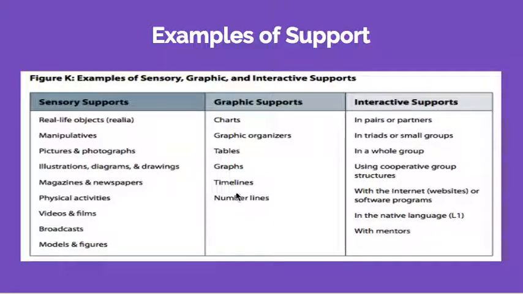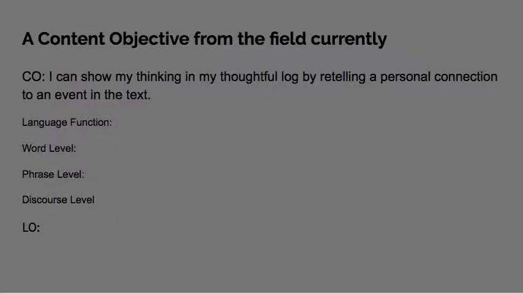So there are three main kinds of supports that a teacher could go to that would help them ask themselves, are these things going to be sufficient for all of my learners to be able to compare narrative points of view? So here's an example from the field. "I can show my thinking in my thoughtful log by retelling a personal connection to an event in the text." So think quickly. What do students need to do with language to show their thinking in that thoughtful log?